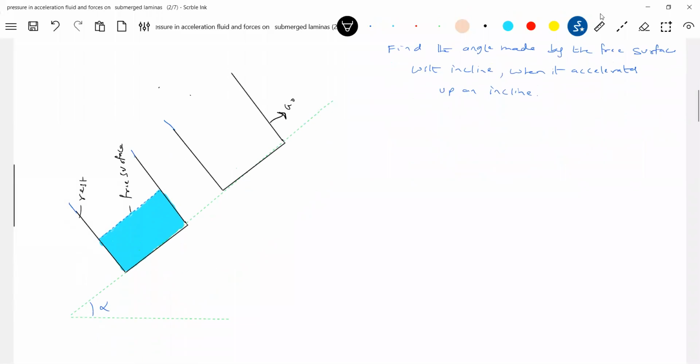Okay, similar one more last situation. It was accelerating down the incline. Now let it accelerate up the incline.